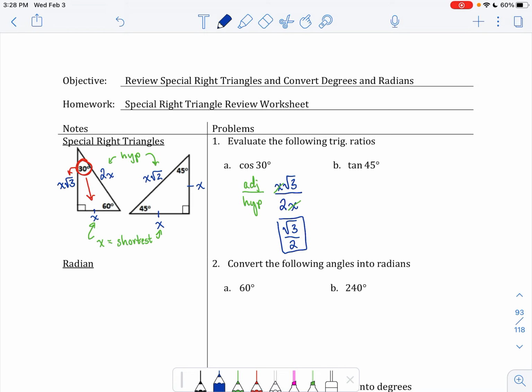Now, tangent of 45, we're going to use our 45, 45, 90 triangle. You could use either of these, but I'm going to use this one. I've got my opposite, which is x, and my adjacent, which is also x. So for tangent, which is opposite over adjacent, well, the opposite is x, the adjacent is x. So the tangent of 45 is 1. So this is great, very easy to check on your calculator as well.